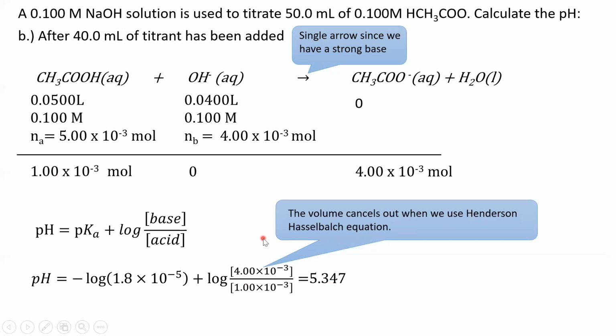Now, we don't have to calculate the molarities. And the reason is the base is in the same solution as the acid is. That means the volume is going to cancel out anyway. So it doesn't matter. We can just put the moles of base over the moles of acid, and it's a shorthand since we don't have to calculate the molarities.